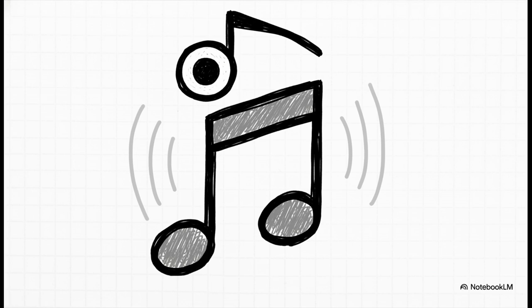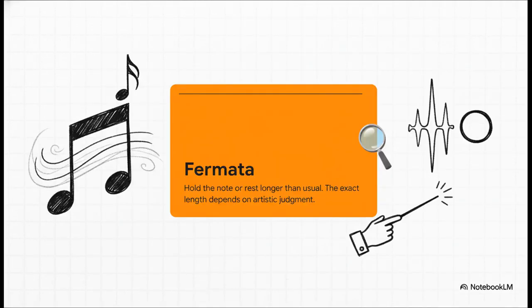You might have heard people call it the bird's eye because, well, it kind of looks like one. So whenever you see this symbol over a note, or even a rest, it's like the composer is hitting a giant pause button on the music. You're meant to hold that note for longer than it's written. For how much longer exactly? Well, that's the fun part. It's up to the performer or the conductor to decide. It's a moment of pure musical drama.